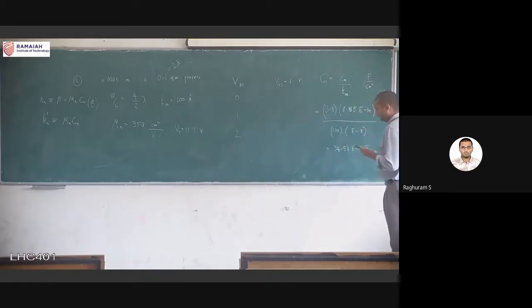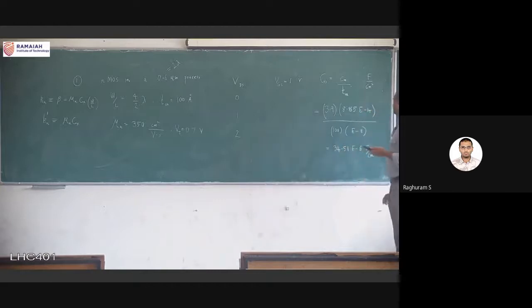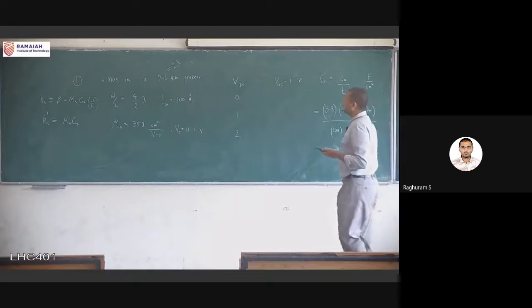Okay, so 3.45 into e power minus 7. Sorry, 34.5 into e power minus 6. And this is the oxide capacitance. When you multiply this with the W by L and the mobility, you will get beta.